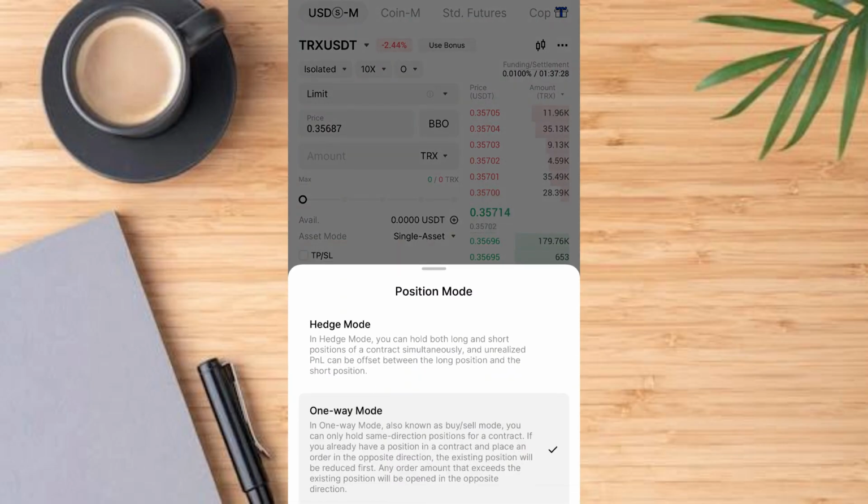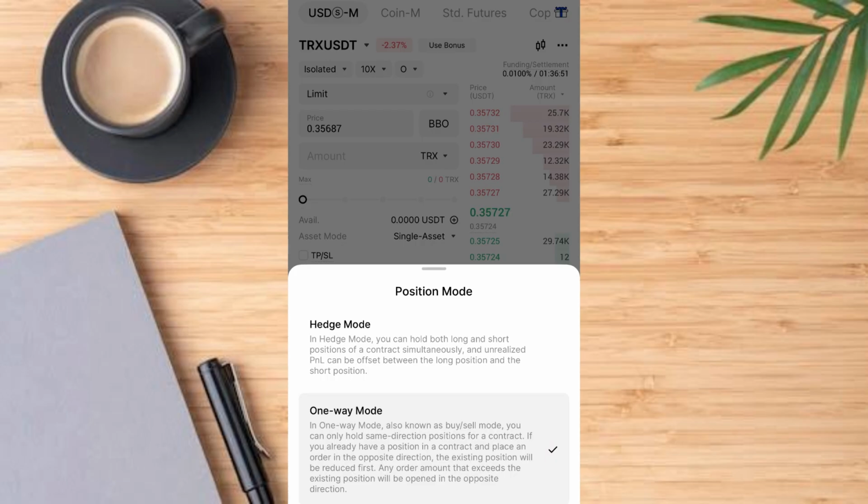Now tap on the next arrow, where you have position mode. Here you have two modes. You have hedge mode and you have one-way mode. Guys, I always encourage you to trade on one-way mode. In one-way mode, also known as buy and sell mode, you can only hold a same-direction position for a contract. If you already have a position in a contract and place an order in the opposite direction, the existing position will be reduced first and any amount exceeding the existing position will be opened in the opposite direction.